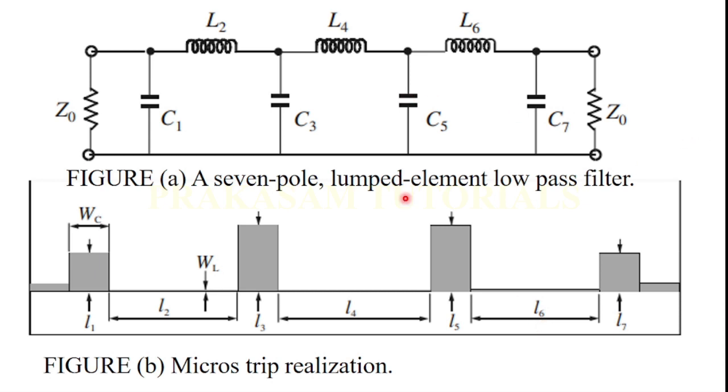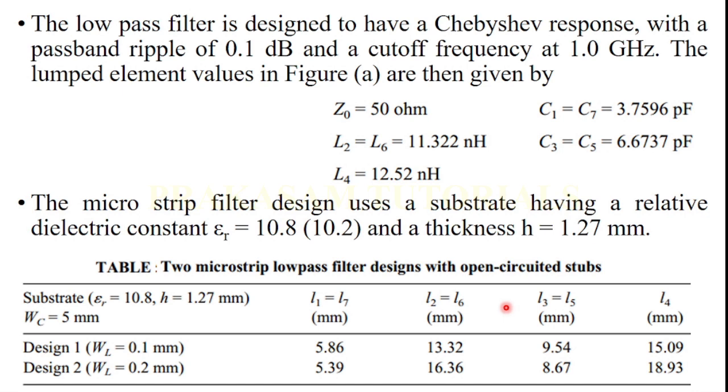So this is the structure of the 7-pole lumped element low pass filter. There are 7 elements: 3 capacitive elements and 3 inductive elements. And these 4 are the open circuited stubs. And L2, L4, L6 are the inductive elements. That is the second design, design 2.